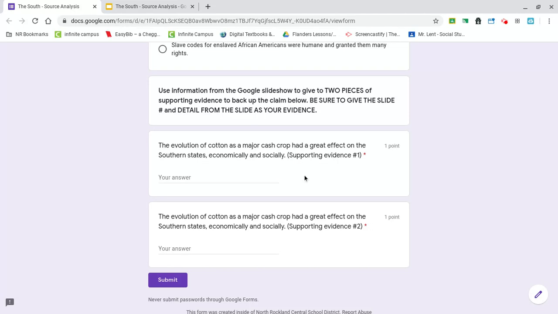You could talk about cotton itself as a crop. You could talk about its impact on slavery. You could talk about its impact on wealth and status in the South. But you need to give 2 supporting pieces of evidence. Also, you need to give the slide number. Many of you forgot to do that yesterday. Be sure, in order to get the full credit, to put the slide number so that we know where you got the information and what your piece of evidence is from that slide.